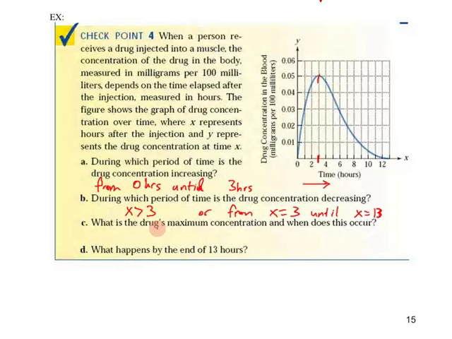Now, what is the drug's maximum concentration? When does that occur? Well, clearly that's this point right here. Okay, so the maximum concentration is y is equal to 0.05, right, this height here, and that's in milligrams per milliliter, and it occurs at x is equal to 3 hours, so after 3 hours. And what happens by the end of 13 hours? y goes to 0, right? 0 concentration. Because as this thing decreases, it eventually hits 0 right there, and then after 13 hours, the drug concentration remains at 0.